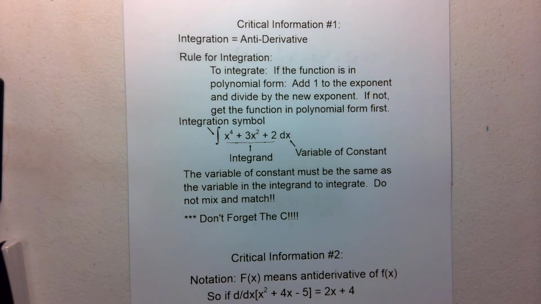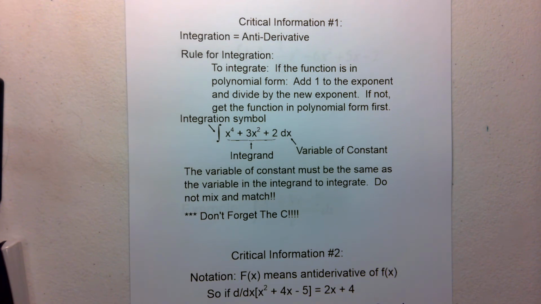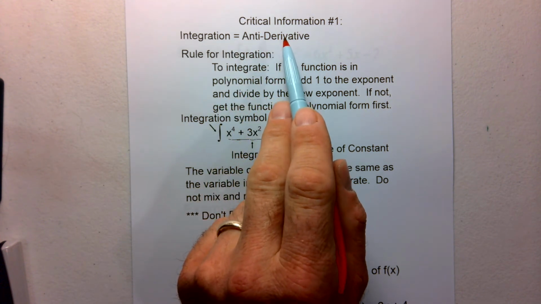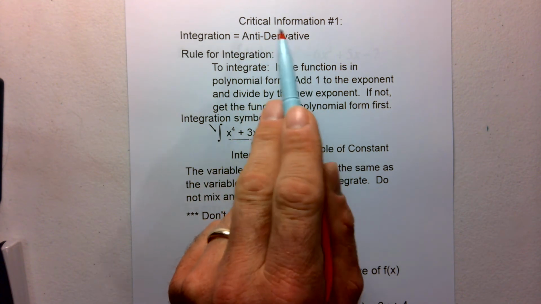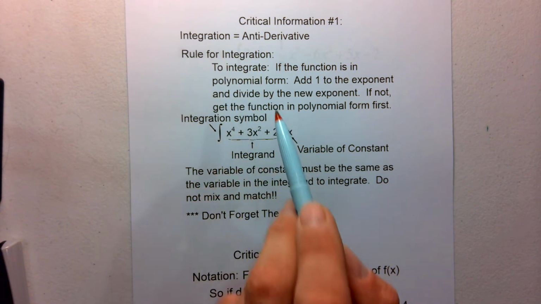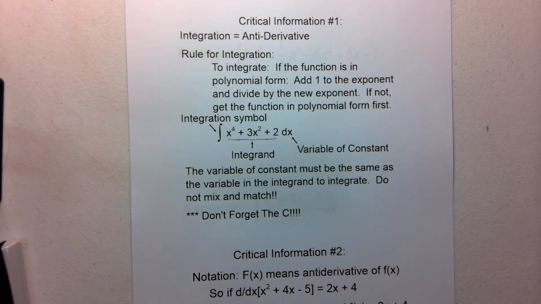So here's our critical information. A couple things of critical information here today. Integration means the antiderivative. So I can ask you to find the antiderivative, or I can ask you to integrate. To integrate, we're going to add 1 to the exponent, and we're going to divide by the new exponent. In order to find the antiderivative at this point, we have to be in polynomial form.